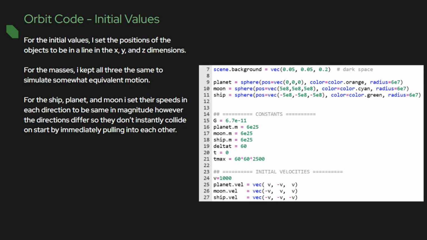Moving on to our initial values. For the initial values, I set the positions of the objects to be in line in the x, y, and z dimensions. Next, for the masses, I kept them all the same, so the forces would only depend on the radius. And lastly, for the ship, planet, and moon velocities, I set the speeds in each direction to be the same in magnitude. However, the directions differ, so they don't instantly collide on start by immediately pulling into each other, which would also happen if the velocity was all zero.